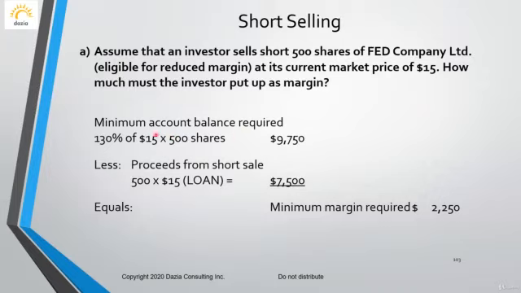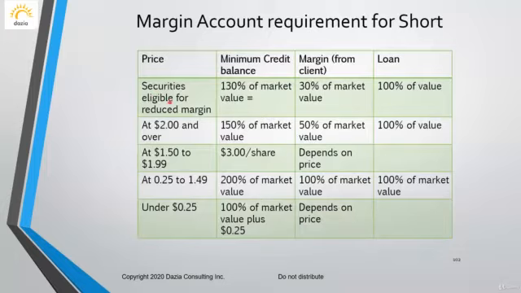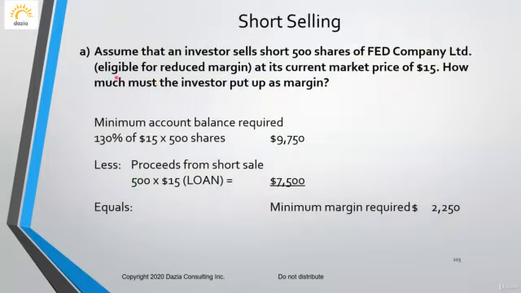Now, the requirement for this is going to be 130%. Why? Because we can see here, this is eligible for reduced margins. It's going to be 130%. We know it is there because it is given in the question that it is eligible for reduced margin. So what is 130% of $7,500? If you take $7,500 and multiply it by 130 and then press the percentage sign on your calculator, you will get $9,750. So in this case, that is the minimum account balance that needs to be maintained.